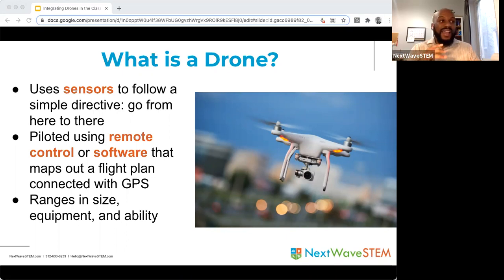Drones that are piloted autonomously can also fly according to predetermined paths, thanks to global positioning systems. GPS has made a huge difference in the ways in which drones are used. And drones can range in size, equipment, and ability. You can find drones commercially available that are about the size of a small dinner plate or much smaller than that. Or you can find some drones that are the size of traditional aircraft and much, much larger.